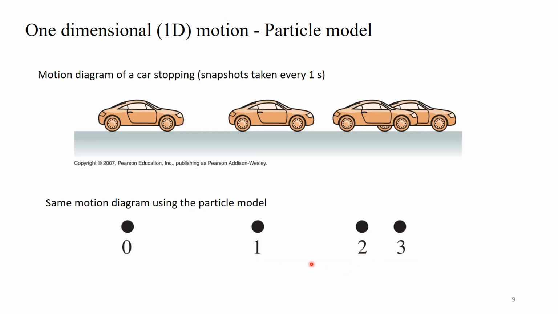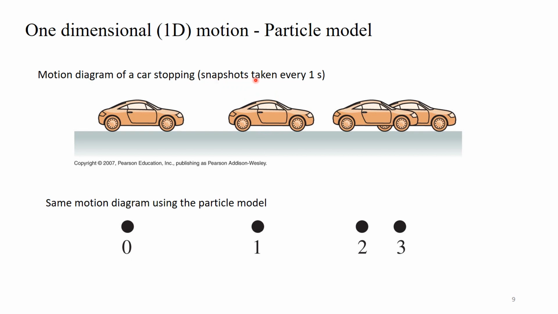Okay, then let's look at this slide here. So in the previous slide, we calculated the position and displacement, and we used a one-dimensional coordinate system. Okay, so let's take this one step further. Let's introduce something called the particle model. So in this model, we capture the position of an object at different instants of time. So here we have multiple pictures of a car traveling to the right, and we captured the position of the car at different times using snapshots.